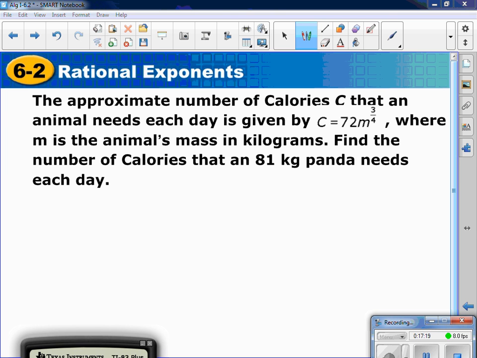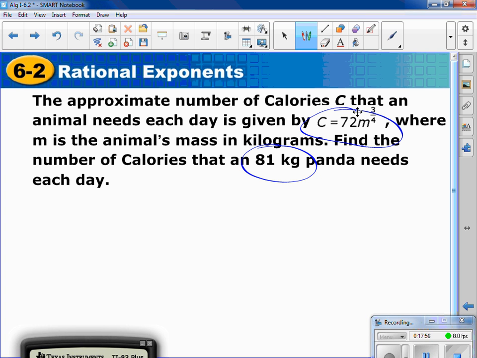All right. The approximate number of calories that an animal needs each day is given by the formula: calories equals 72 times m to the 3/4, where m is the animal's mass in kilograms. What's the number of calories that a 81 kilogram panda needs each day? There's a lot of words in here that completely confuse you because you don't want to see the words. There's 2 important pieces here. This equation here and this 81.